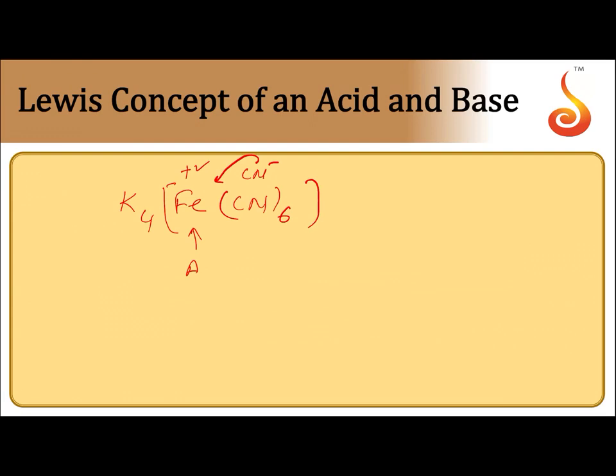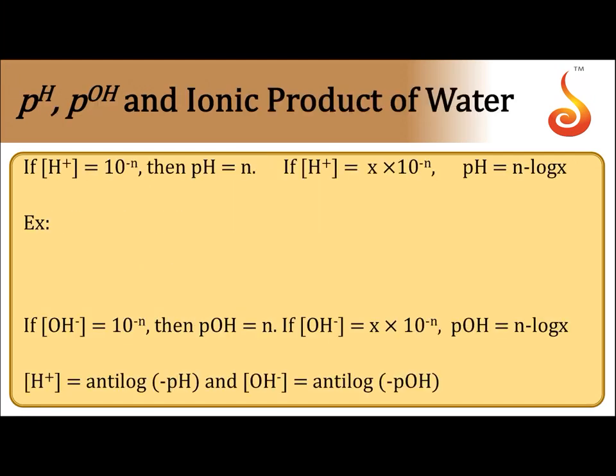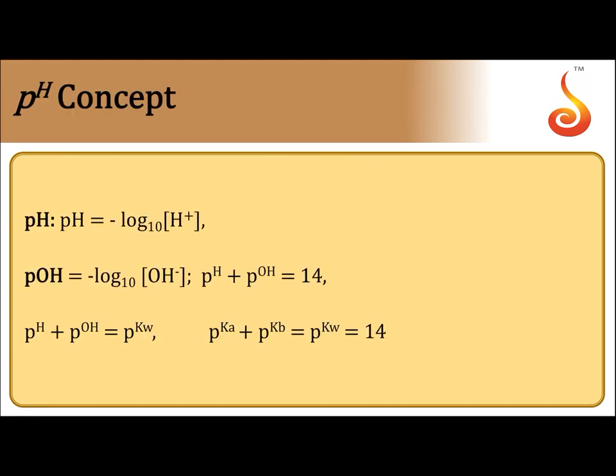An electron pair acceptor is called a Lewis acid, so Fe+2 plays the role of a Lewis acid. The electron pair donor, each CN minus, is called a base. So all ligands in a complex act as Lewis bases, and the central atom or ion acts as a Lewis acid. That is regarding Lewis acid-base theory.